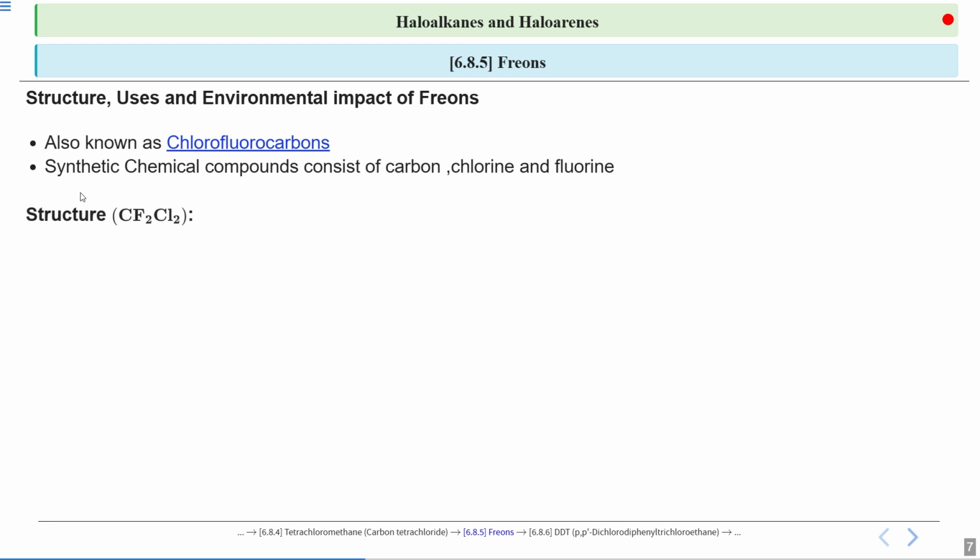If we talk about the structure of freon, the molecular formula of freon is CF2Cl2. This is a single carbon-containing compound where two valencies are occupied by fluorine and the other two valencies are occupied by chlorine. So one carbon is attached to two chlorine atoms and two fluorine atoms. So we call it chlorofluorocarbons, or more commonly freons.